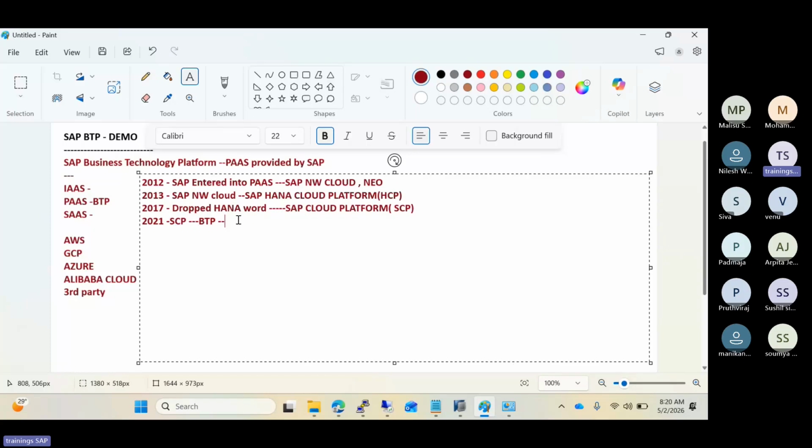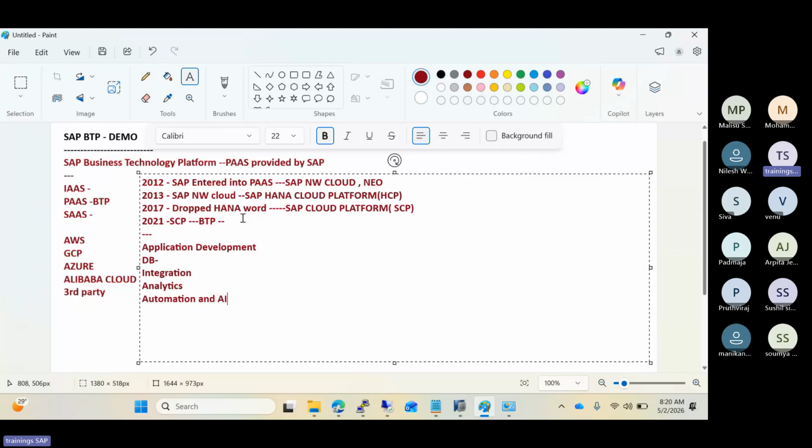So what are the key capabilities? There are 5 main key pillars in BTP. Earlier 4, now 5. Application development related services: Fiori, CAP, ABAP, and everything. Database and data management related stuff and integration in one pillar. Then analytics related stuff in one pillar. Then automation and AI related in one pillar.